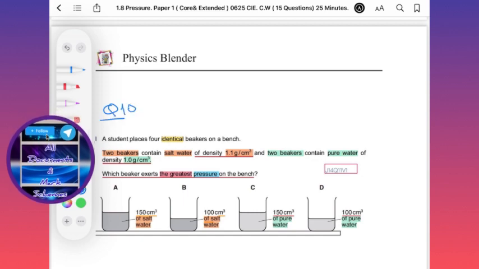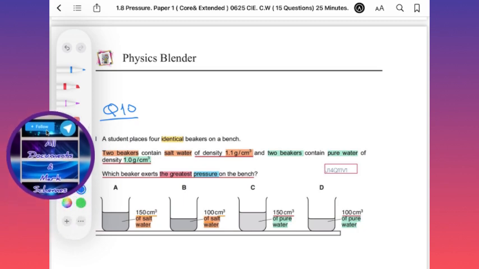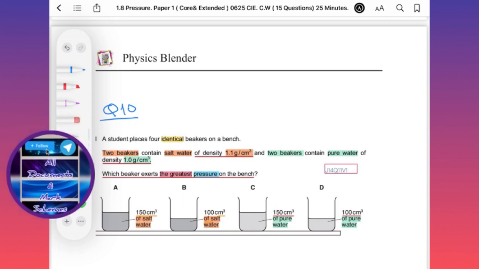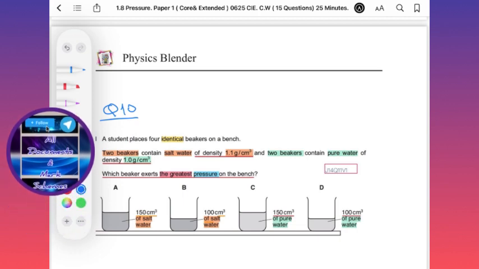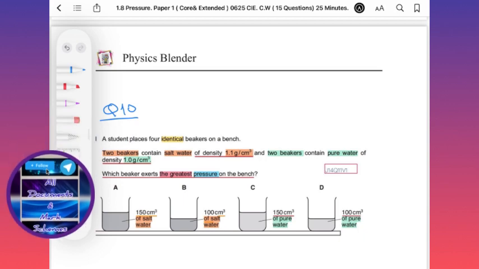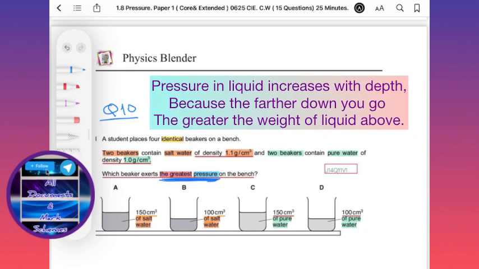Question 10, we have a student places 4 identical beakers on a bench. 2 beakers contain salt water and the other 2 beakers contain pure water. The density is given. Which beaker exerts greatest pressure? So here we are looking for the case of greatest pressure.